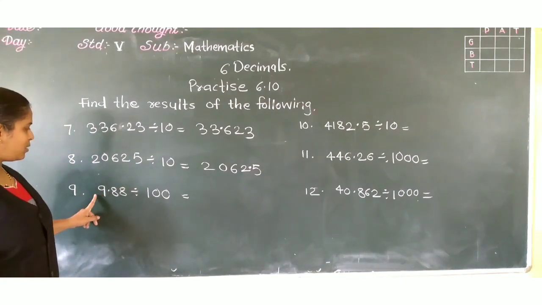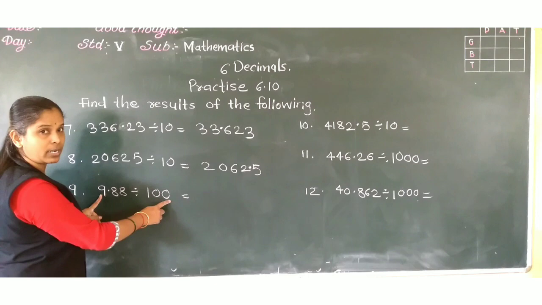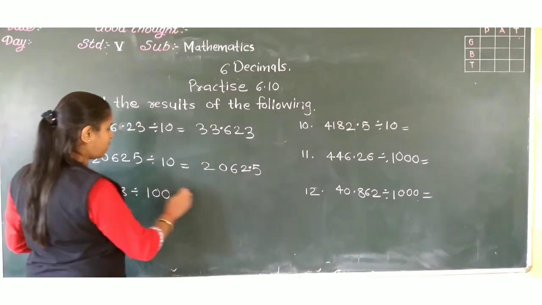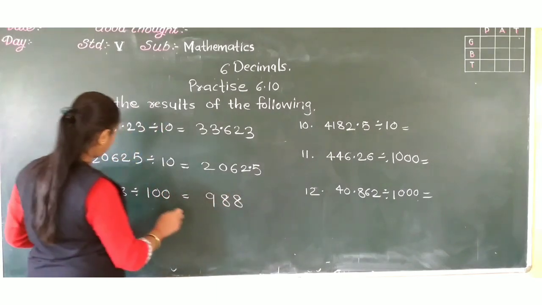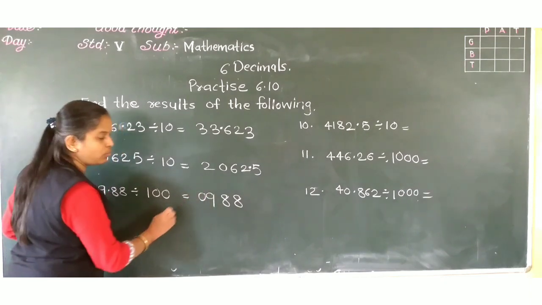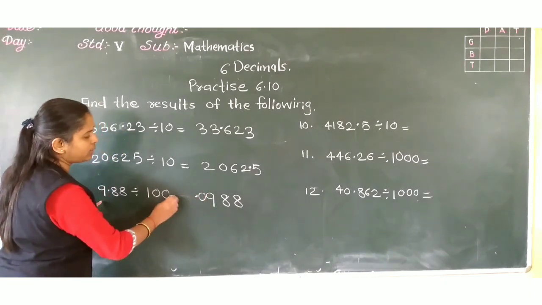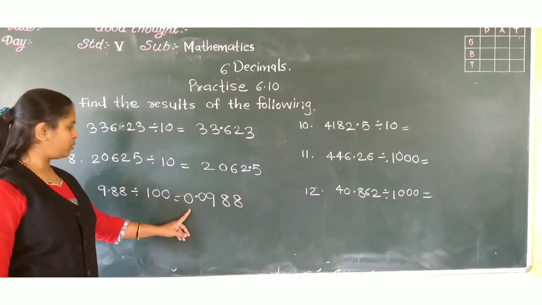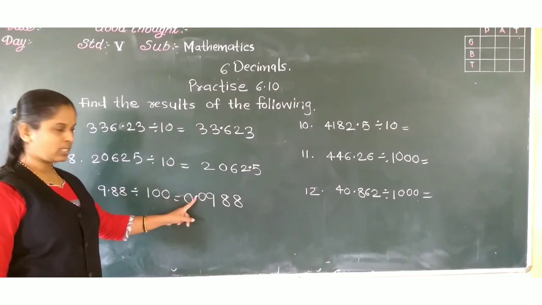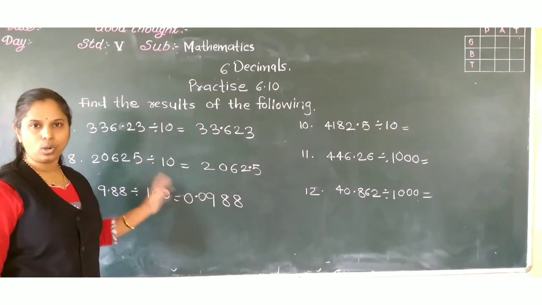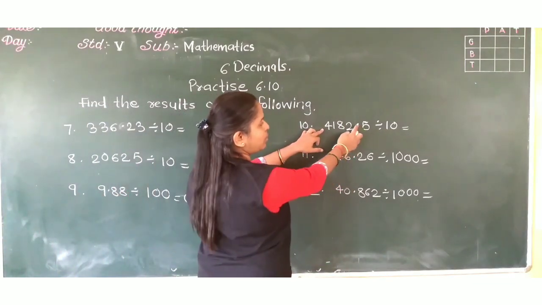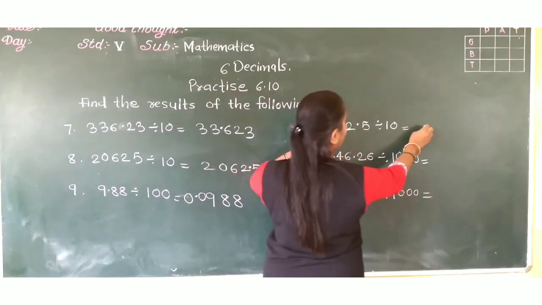Now next, here we have to divide by 100. That means the decimal will shift by 2 places to the left side. Here the second place is not there, so give 0, put the decimal point. So 1, second place, put 0, then put the decimal, and again write 0 in the whole part. Next, here divided by 10, so the decimal will shift by 1 place.